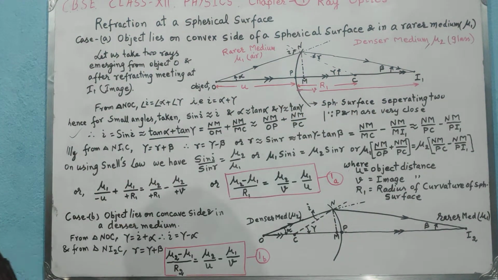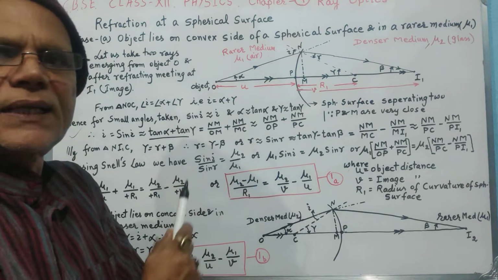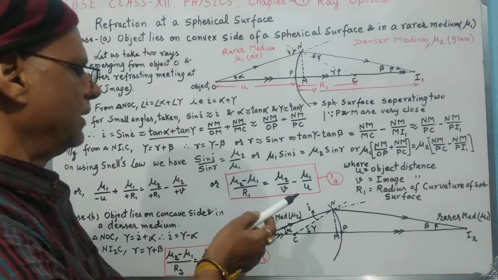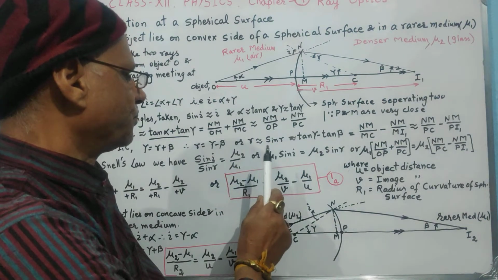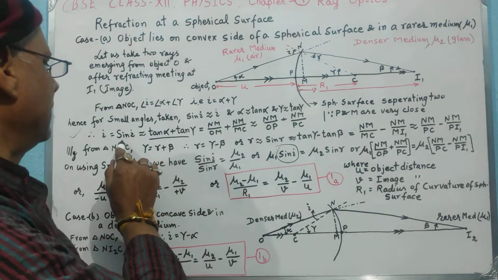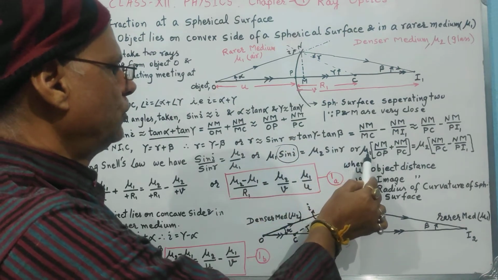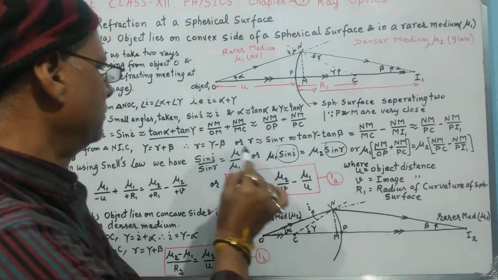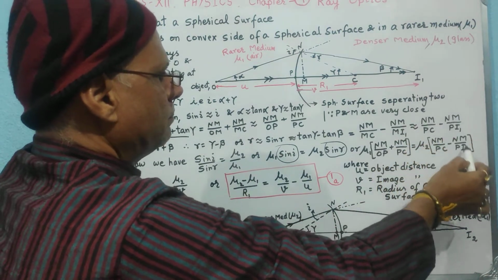Now we use Snell's law. From Snell's law we have sin i by sin r is equal to absolute refractive index of second medium divided by absolute refractive index of first medium, and so on cross multiplying we get mu1 sin i equal to mu2 sin r. Now for sin i we have found the value, here it is NM by OP plus NM by PC. So we write mu1 into NM by OP plus NM by PC, and for sin r we have found its value, sin r is nothing but NM by PC minus NM by PI1.